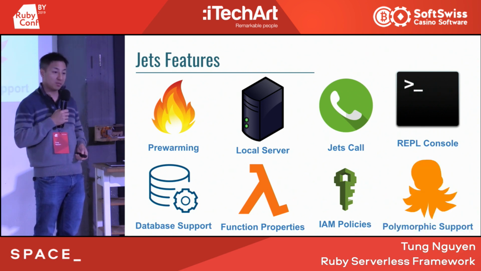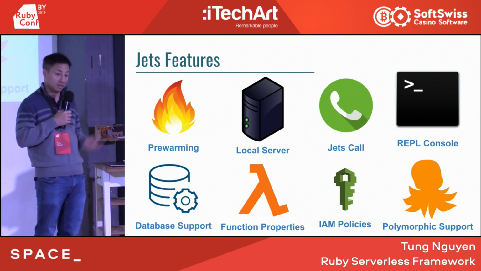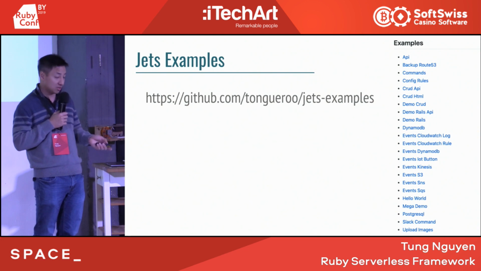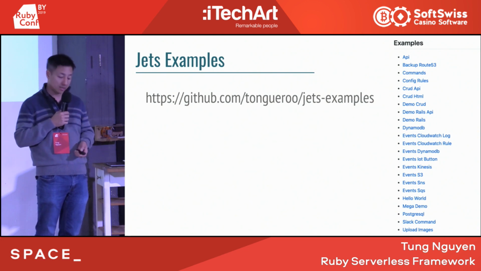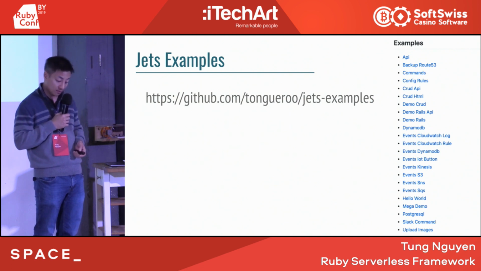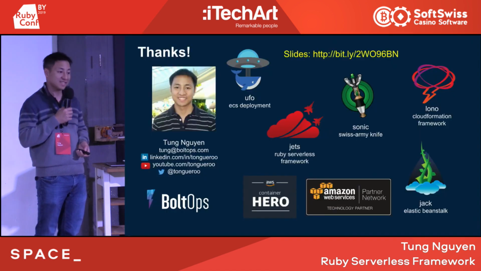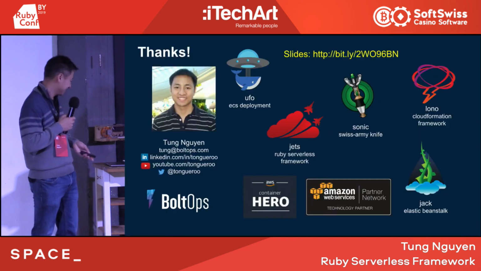Okay, polymorphic support. I covered that in the other slides, but it's there and available too. And I just want to show you guys these examples. These are examples on this GitHub repository. It's all up there, and a bunch of different ways to use this framework, either as a web framework, API framework, or a glue framework. And that's it. Thanks, guys.